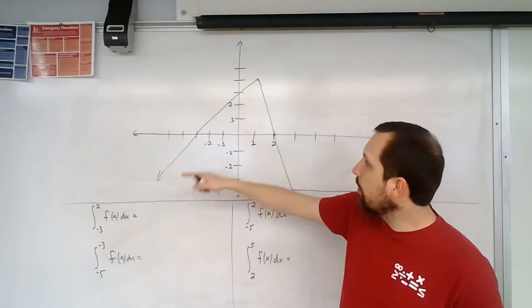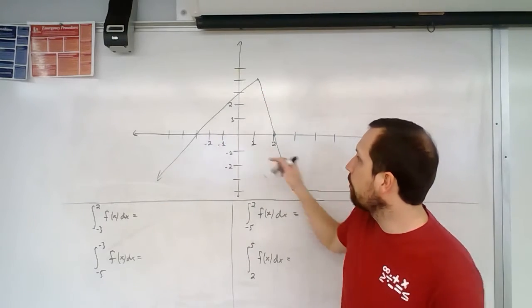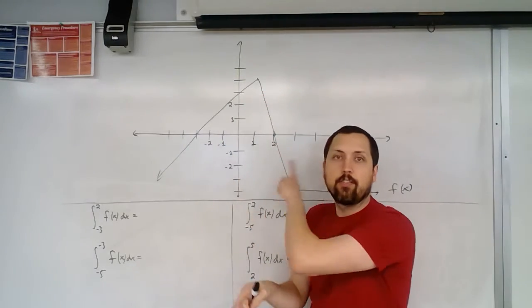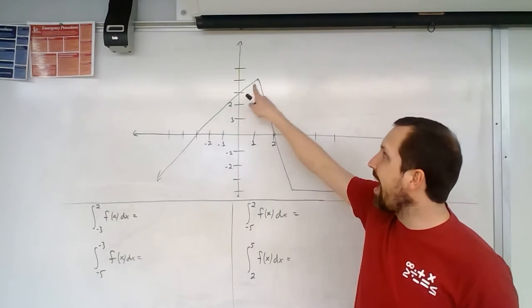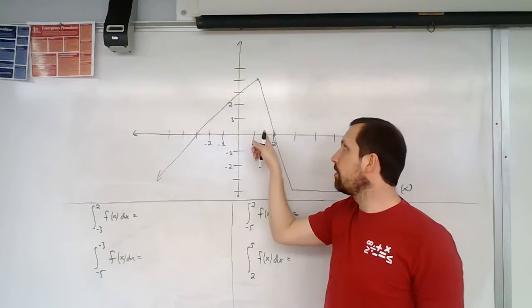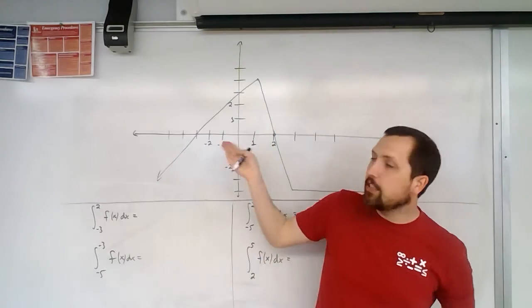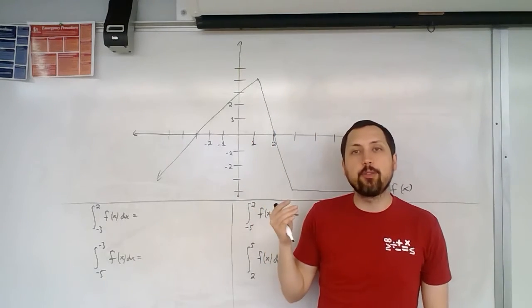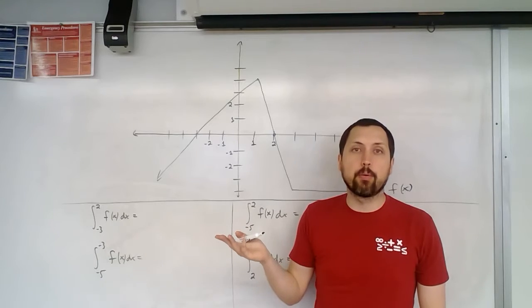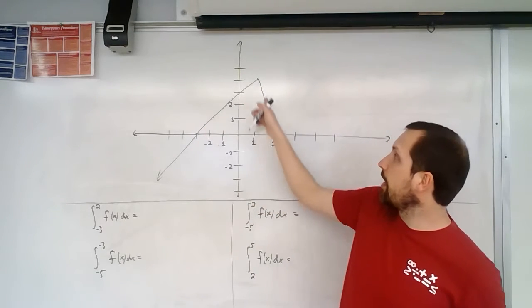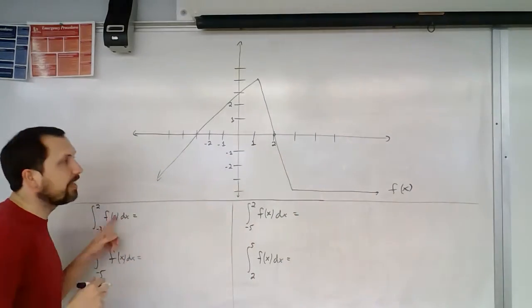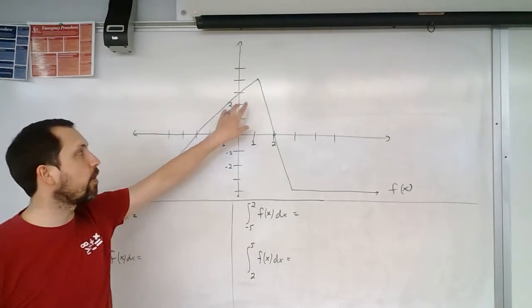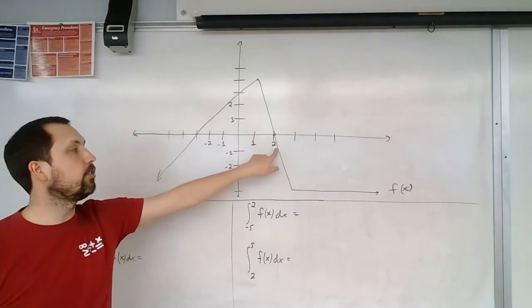So for -3 to 2, our function is positive the whole way. We would like to calculate the area of this region. Now, because this is a geometric shape, we can use areas that we're familiar with, right? The shape here is a triangle. So this integral is simply the area of this triangle from -3 to 2.